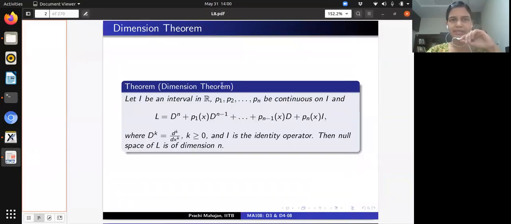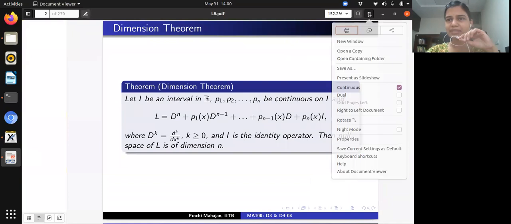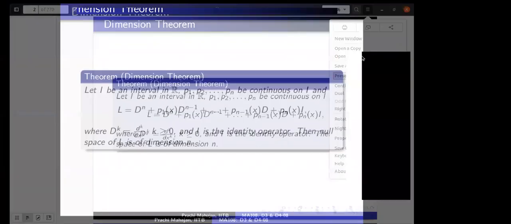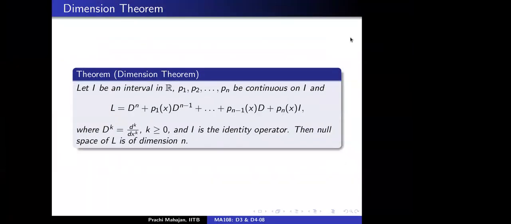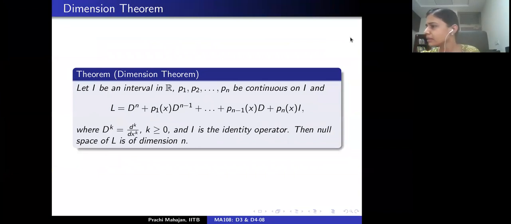So I'm sharing my screen. Do you see the dimension theorem at your end? Yes, ma'am. Okay, excellent. Any questions from last time? Okay, so it seems like there are none. Let's just quickly recall.